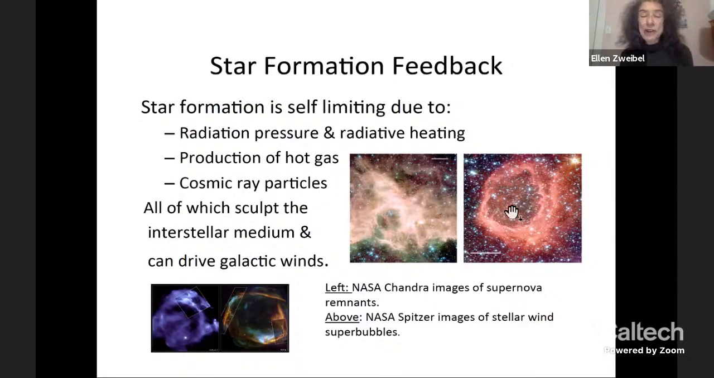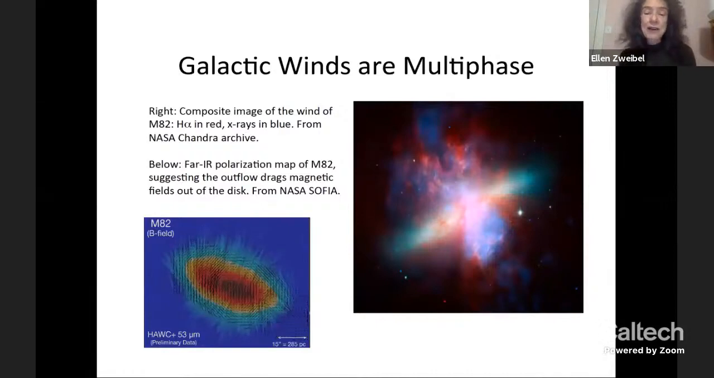And here I've just shown some interstellar bubbles seen in the infrared, sculpted by winds and luminosity from massive stars, and here the endpoint of stellar evolution, supernova remnants. So not only do stars regulate the rate at which they form, but their energy output sculpts the interstellar medium and can drive galactic winds. And galactic winds are multiphase. Here are two views of the wind of M82, which is sort of the obligatory poster child for galactic winds.